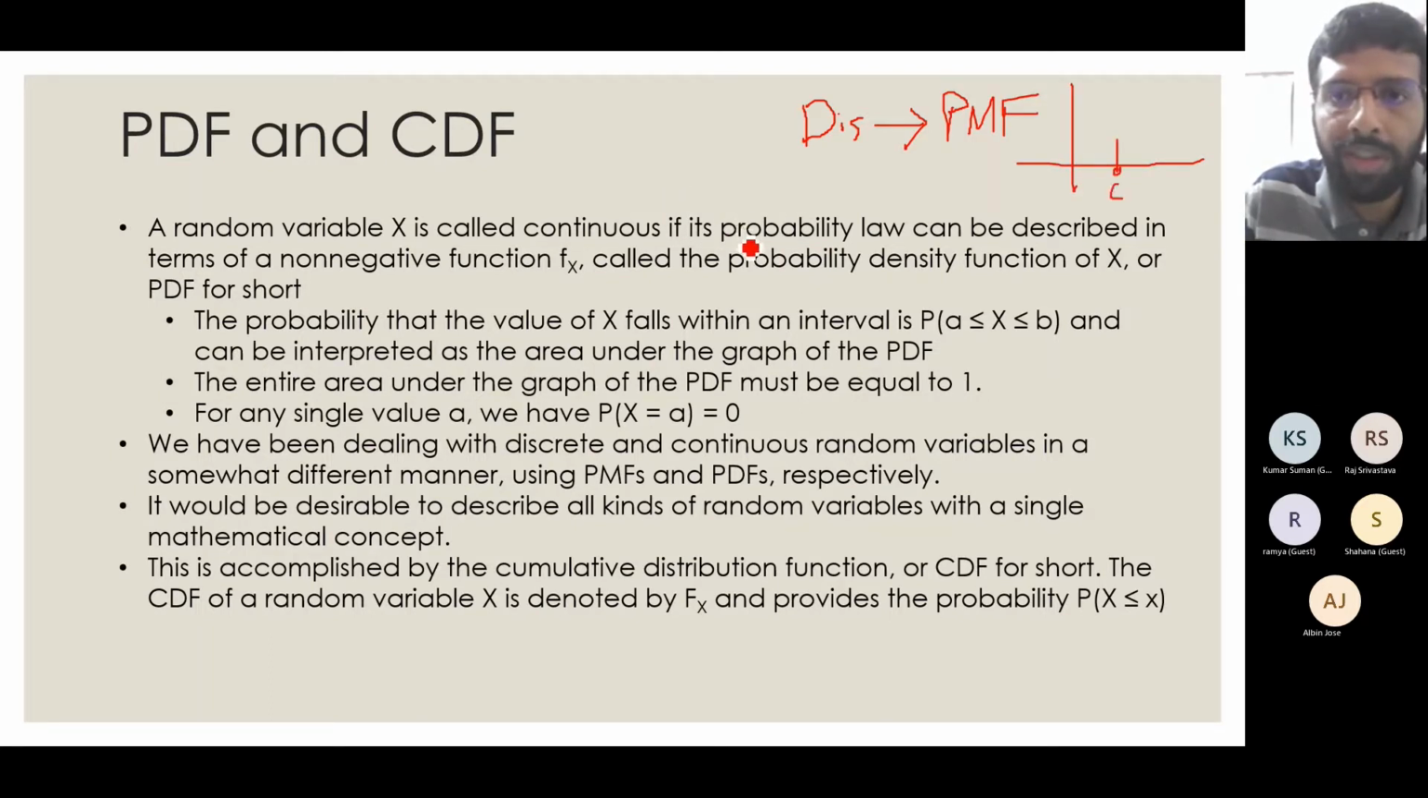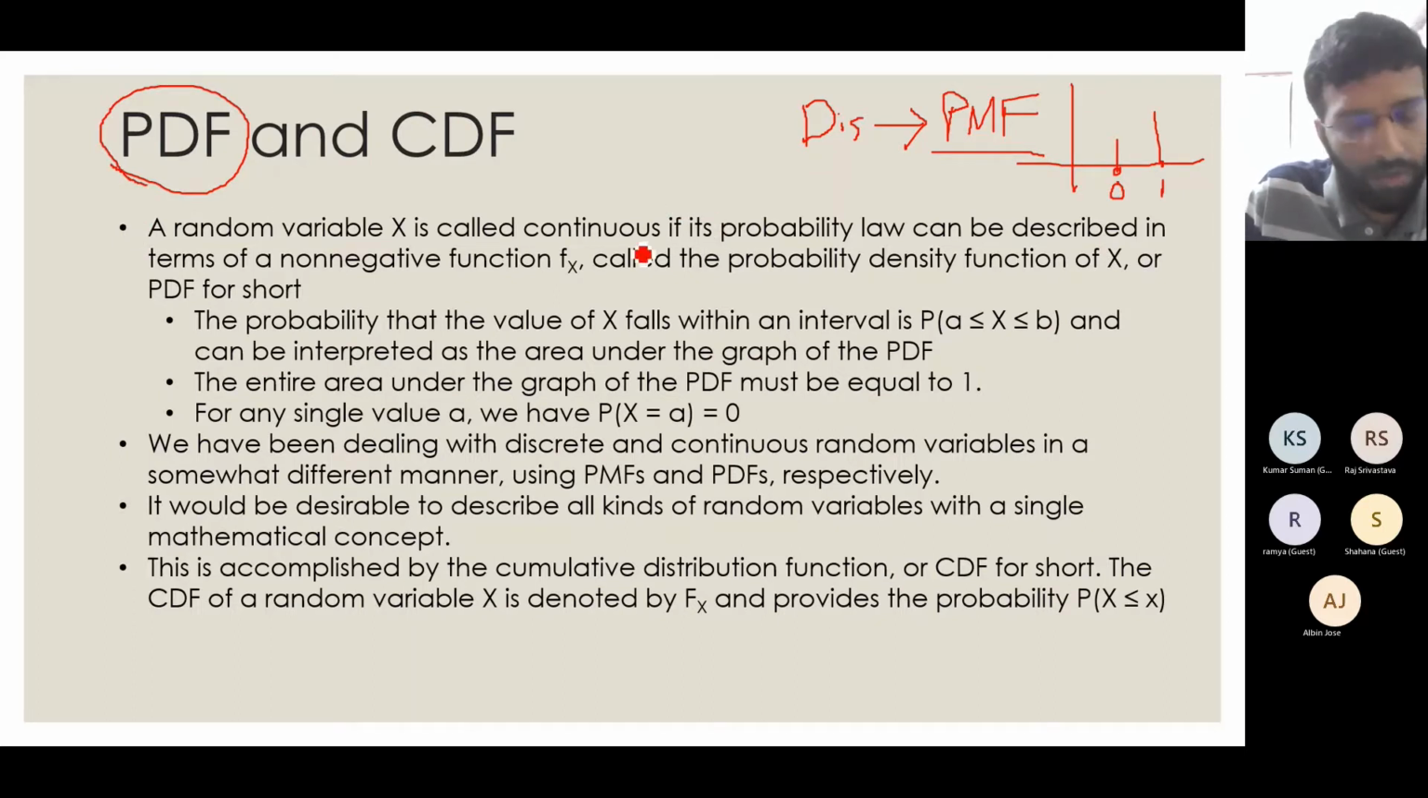Suppose this is x equal to 0 and this is x equal to 1. At the point x equal to 0, I had some value, and at x equal to 1, I had some value. So I called this the probability mass function, and it is applicable for discrete distributions. The similar thing that is applicable for continuous distributions is what is called the PDF.